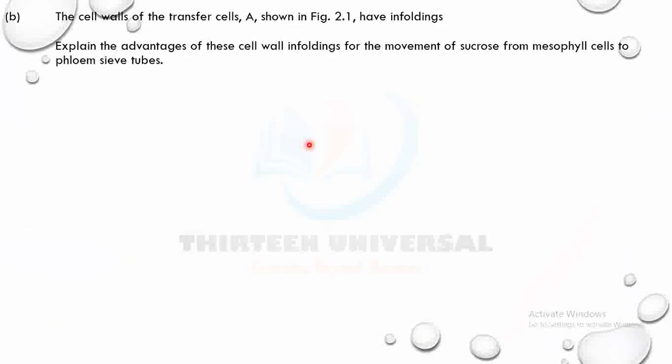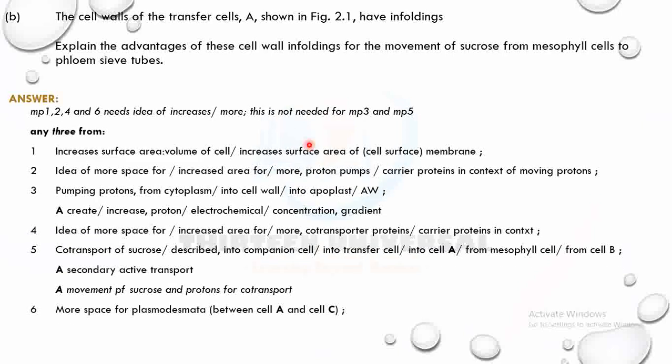You can see it says: increased surface area of the cell membrane, so the idea of more space for proton pumps, carrier proteins, pumping protons from the cytoplasm into the cell wall. This creates a proton electrochemical gradient. That's why we have more proton pumps, so we have an electrochemical or concentration gradient set up. And the idea of more space for more co-transporter carrier proteins.